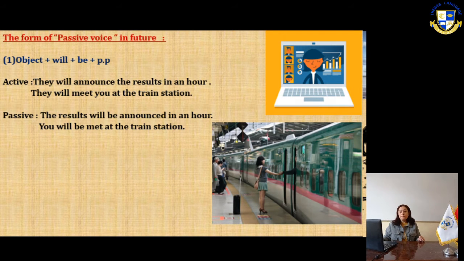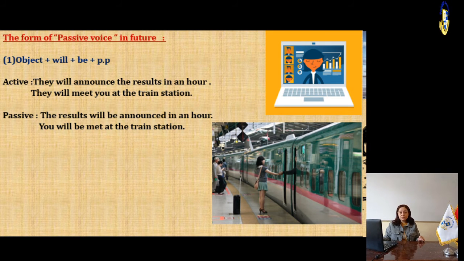Slide 10. The form of passive voice in the future. I mean object plus will, and because we are using will here, it should be followed by the infinitive. The infinitive of the verb to be would be used as well. Object, will be, past participle. They will announce the results in an hour. They will meet you at the train station. You will be met at the train station. The same rule applies in all tenses.